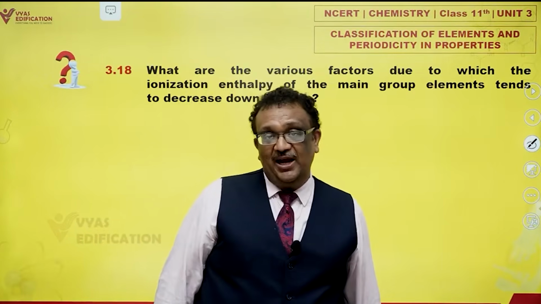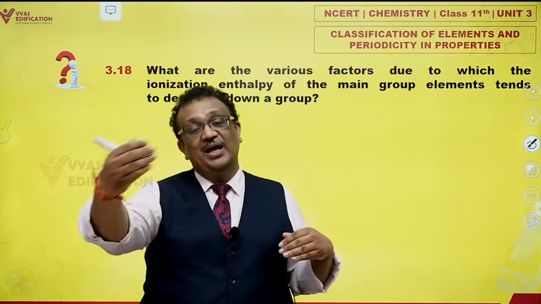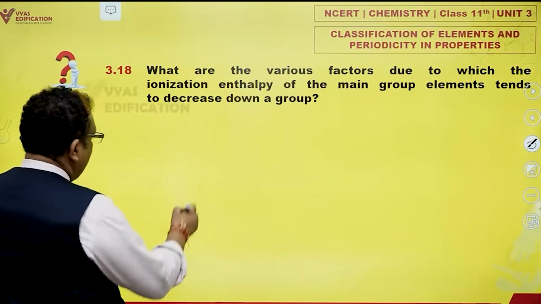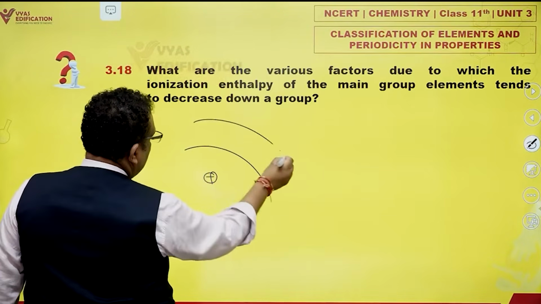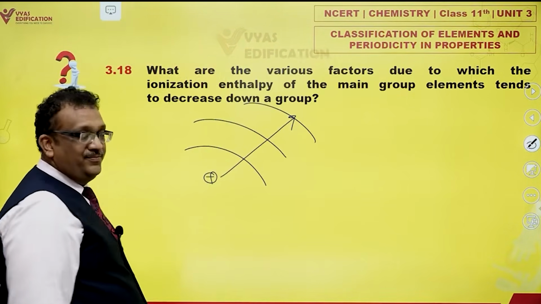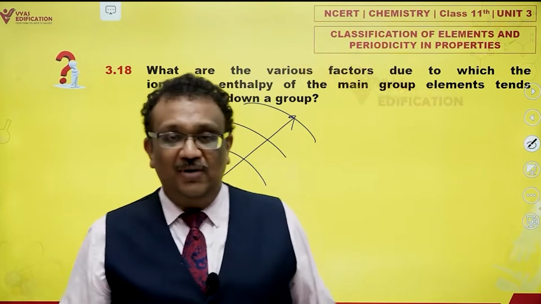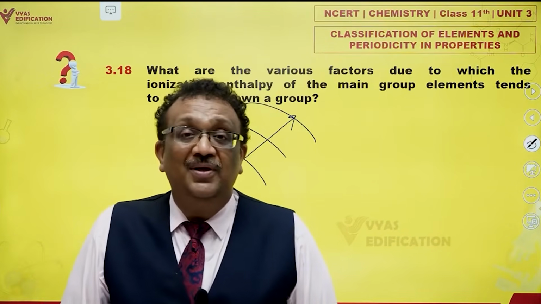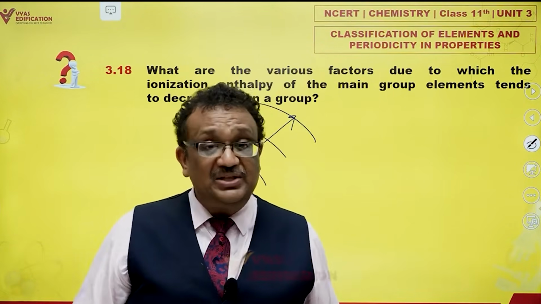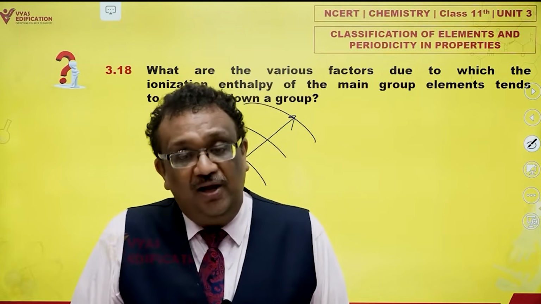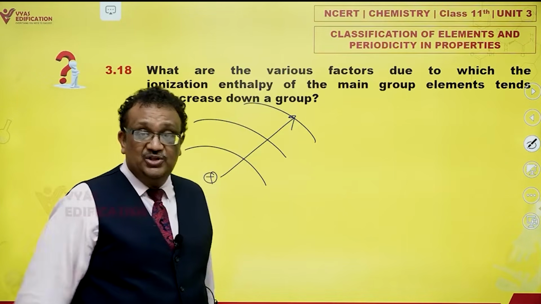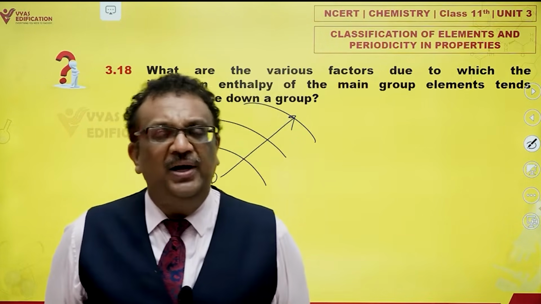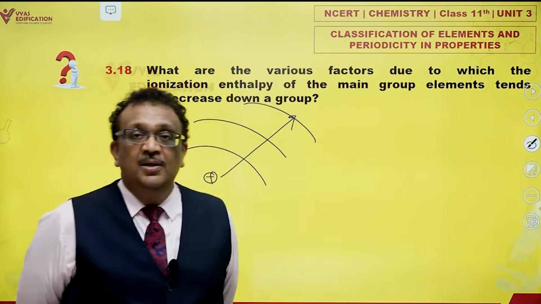When more and more shells are added, the distance between the nucleus and the electrons increases, right? And as the distance between the nucleus and the electrons increases, by Coulomb's law of electrostatic forces, if the distance is more, attractive forces become less. And if attractive forces are less, it is easier to take the electron away against the attraction of nuclear charge, right? And that is why ionization energy is expected to decrease down the group, and it does decrease down the group, yes. Is there one more factor?